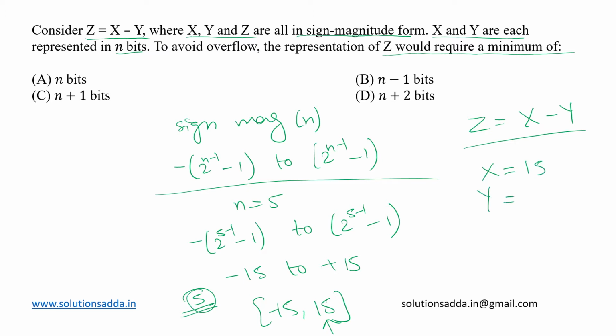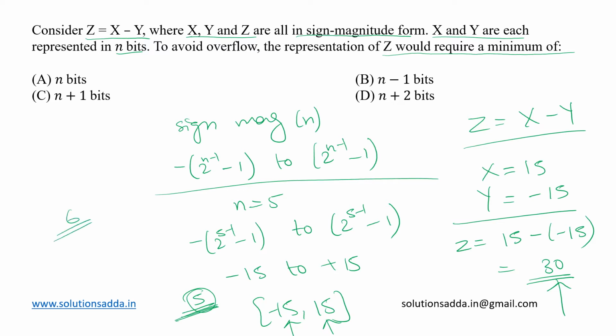Now let's substitute y with the minimum number which is possible using 5 bits in sign magnitude form. That would be minus 15. So now the result we are getting is z equal to x minus y equal to 15 minus of minus 15, and that is plus 30. Now as we can see, this number plus 30 cannot be represented using 5 bits in sign magnitude form. For that we would need 6 bits.